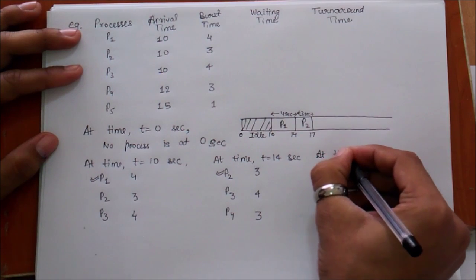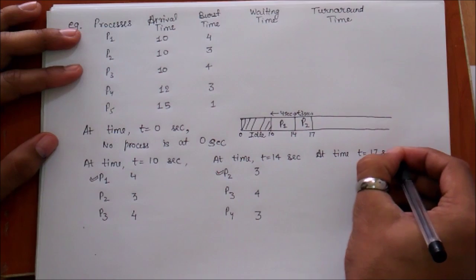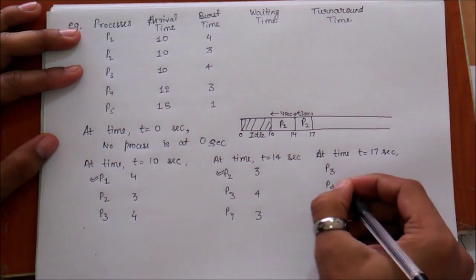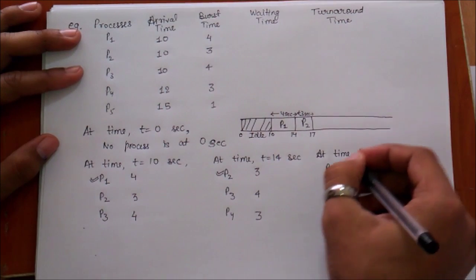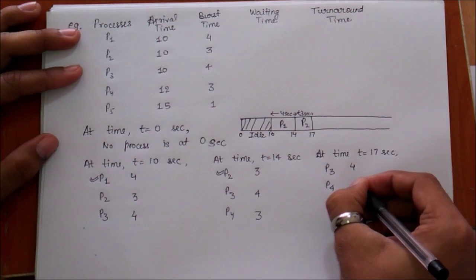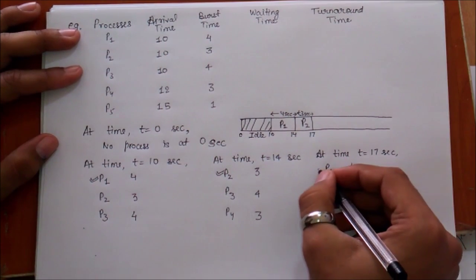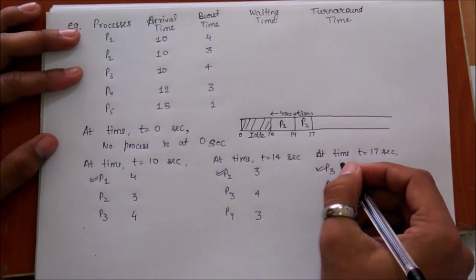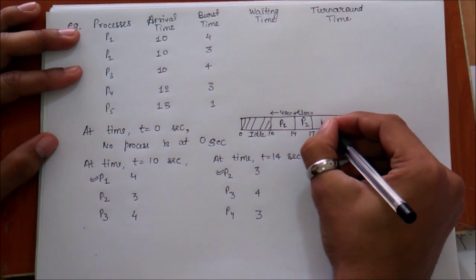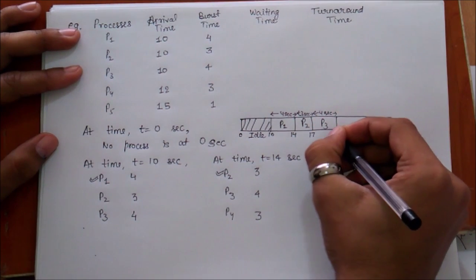Now at time t equal to 17 seconds, we have processes P3, P4 and P5. P3 has the burst time of 4 seconds, P4 has a burst time of 3 seconds and P5 has the burst time of 1 second. Now since P3 is first in the ready queue, we execute P3. It goes up to 4 seconds, up to 21.